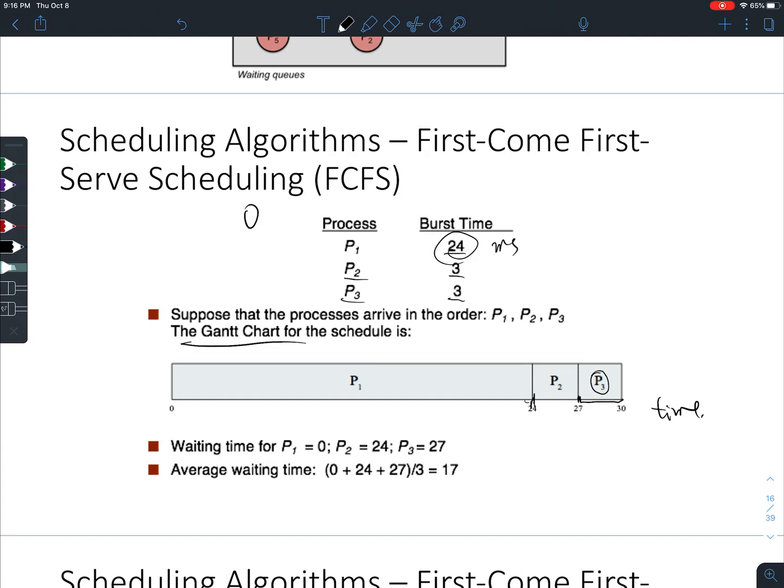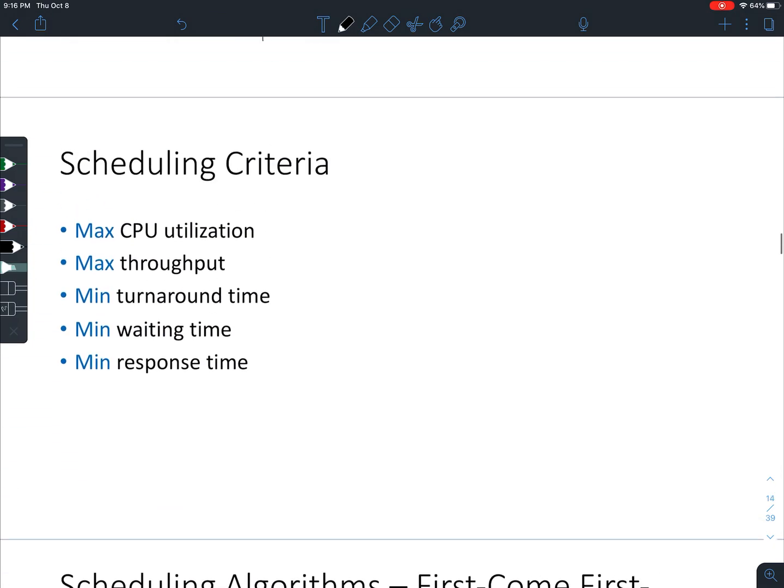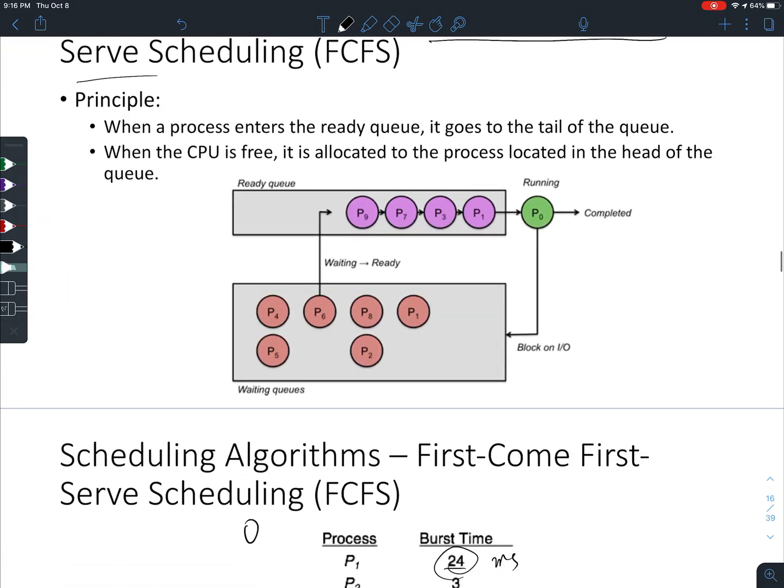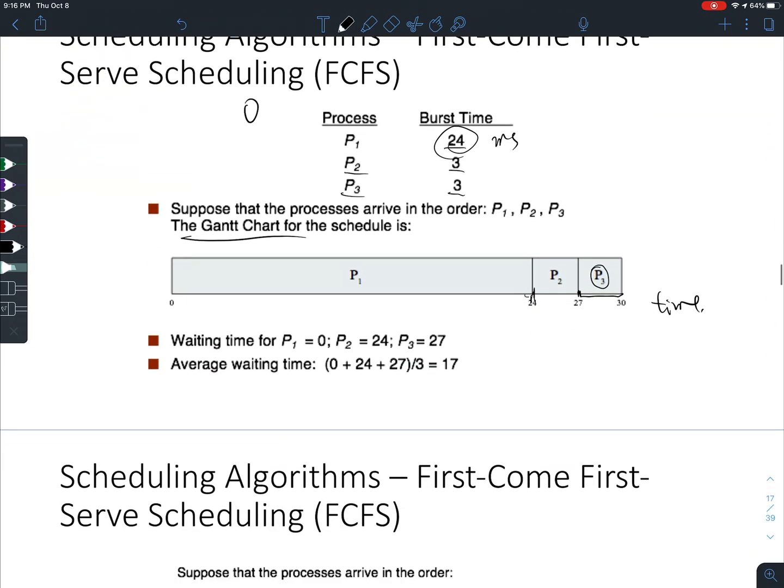So here we need to figure out the waiting time for all these processes. If you don't remember the definition of waiting time, we can say that it's the time between the process submission and when it starts to be executed. So here all of them arrive, so the submission time for all of them is just 0.